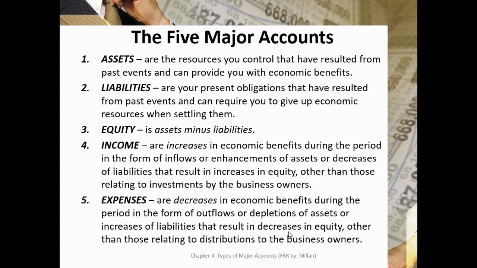And these are the five major accounts. The five major accounts, which are also called the elements of the financial statements, are actually the items in the expanded accounting equation discussed in Chapter 3. So let us recall these items. First is the assets. Assets are the resources you control that have resulted from past events and can provide you with economic benefits. Liabilities are your present obligations that have resulted from past events and can require you to give up economic resources when settling them.